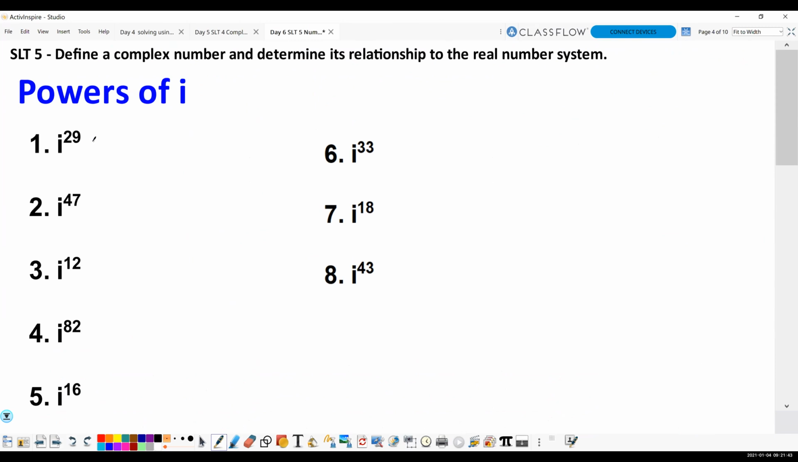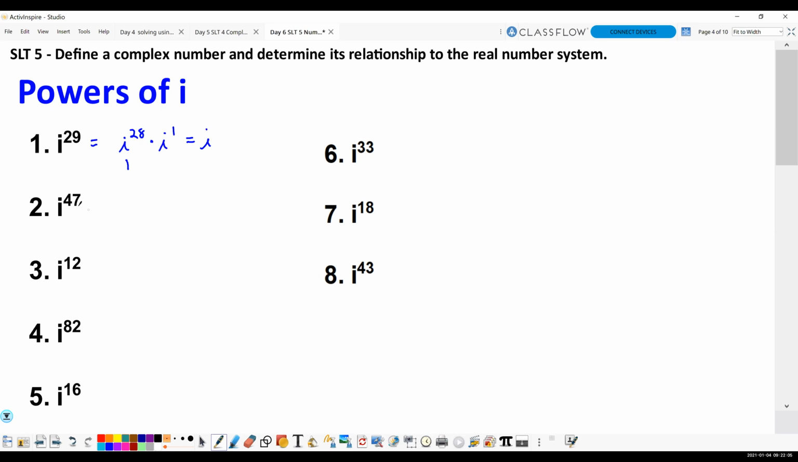Okay, so like I said, you should have done these on your own. i to the 29th, the highest multiple of 4 is 28. Ooh, I forgot the i. i to the 28th times i to the first, because 28 plus 1 would be 29. i to the 28 is just 1. i is just i.